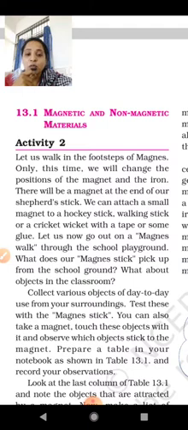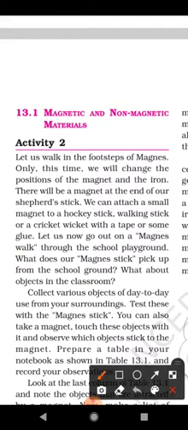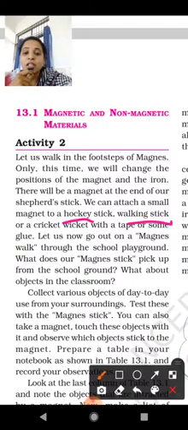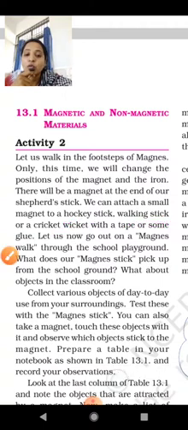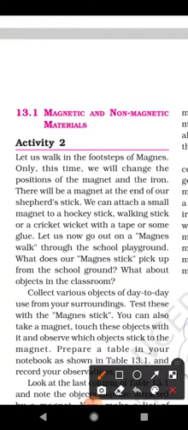We can attach a small magnet to a hockey stick, walking stick, or a cricket wicket with tape or some glue. See what they are telling, that this time we have to attach a magnet at the end of the stick. How will we attach it? With glue or with tape. Let us now go out on a Manganese walk. See what they are telling, let us now go out for a Manganese walk.